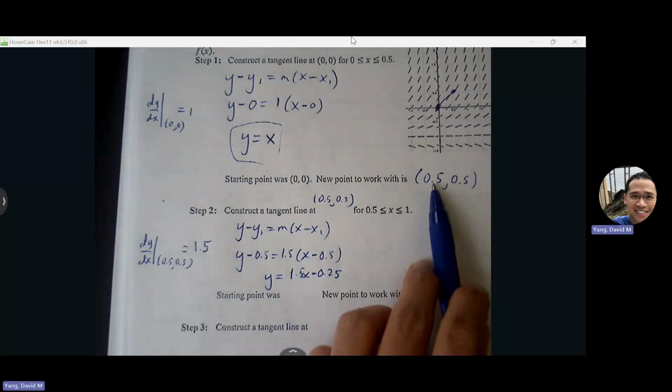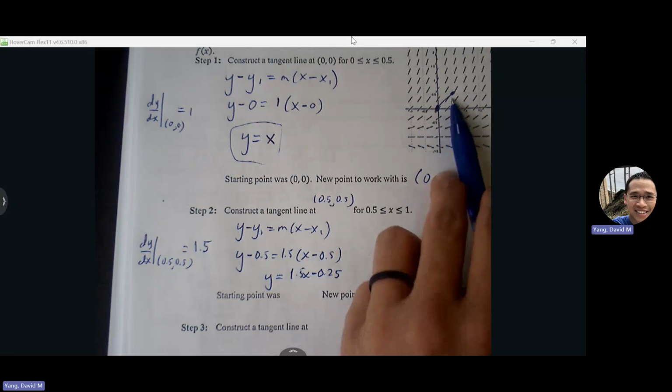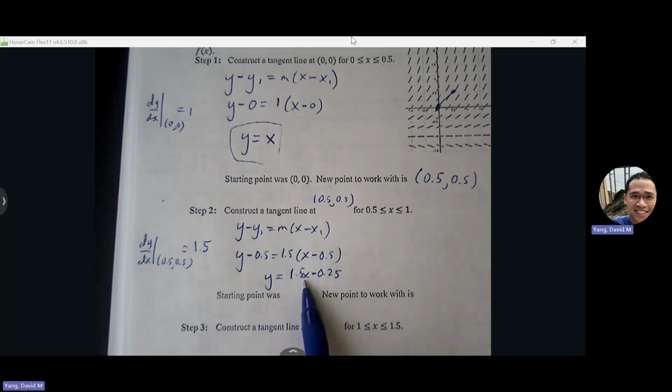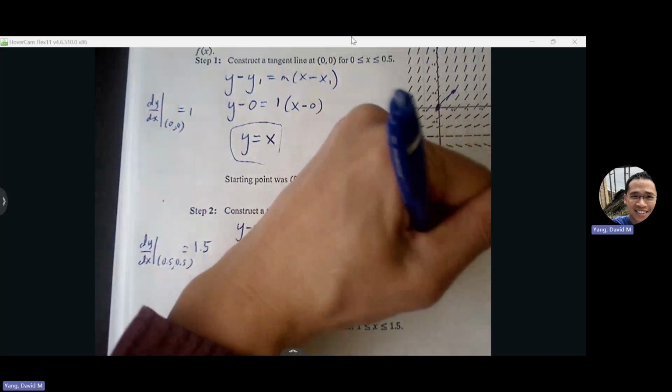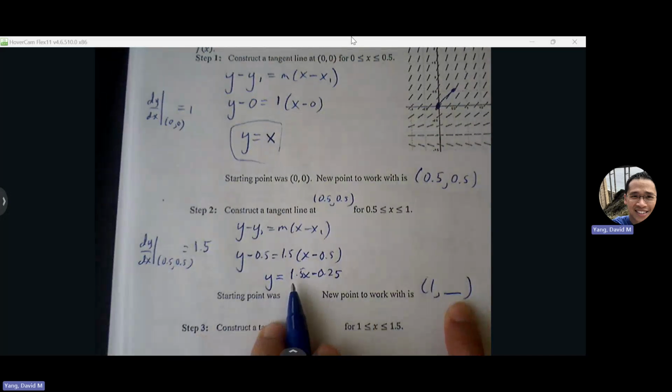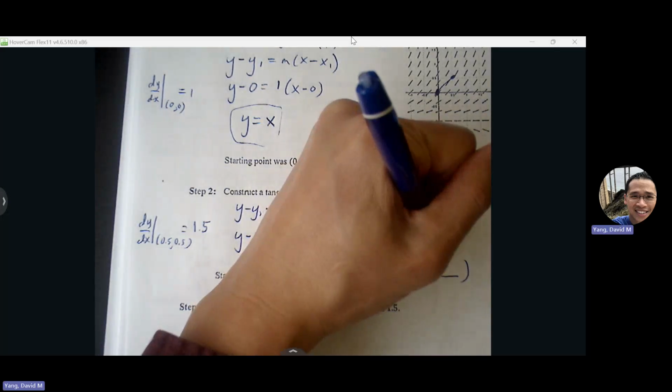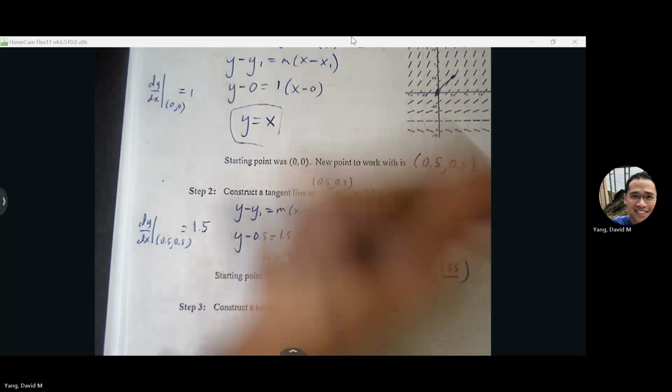Now we're inching up by 0.5, so the next x value, we already have this point, so the next value over is at another 0.5. So if we add another 0.5, the next ordered pair that we want to figure out using this tangent line is at 1. So we're going to plug 1 into the equation. So we get 1.5 minus 0.25, and we get 1.25.